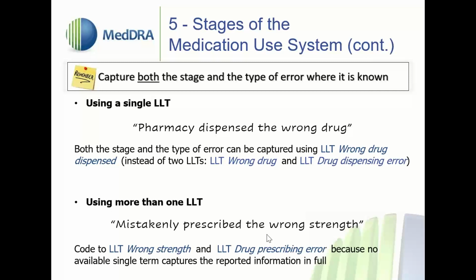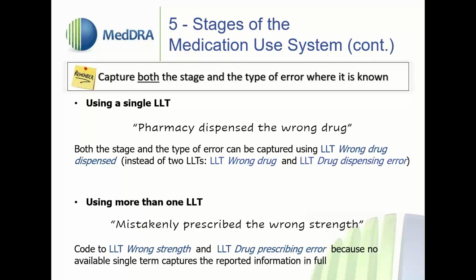Okay, so when both the stage and the type of error are reported, you will look for a combination term in MedDRA and use a single LLT to capture the full information when possible. This can be seen in the first example. When it's reported that the pharmacy dispensed the wrong drug, the LLT wrong drug dispensed would capture the full information. There is no need to assign two codes like wrong drug and drug dispensing error.